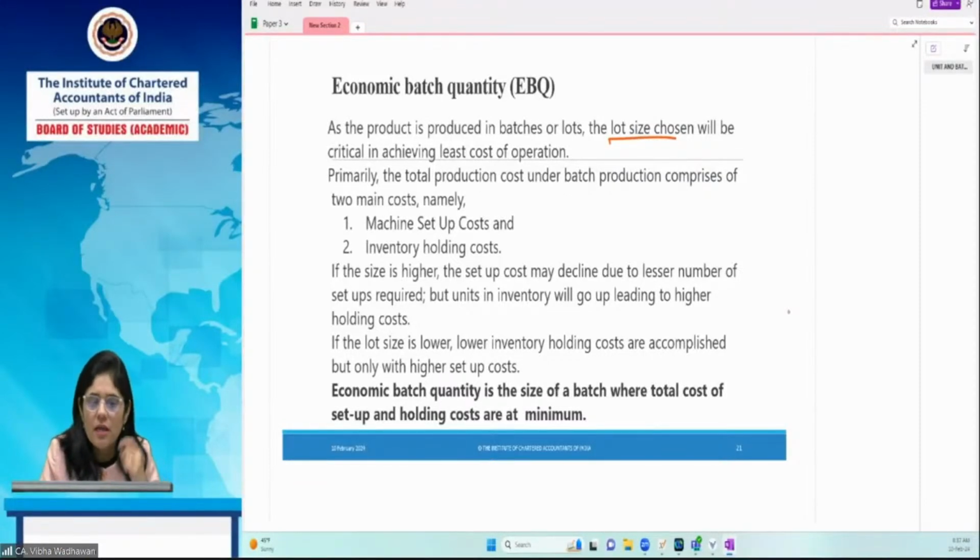All right. So primarily the total cost of production under batch comprises machine setups and inventory holding cost. So under the batch production, two costs are there: machine setup and inventory holding cost.